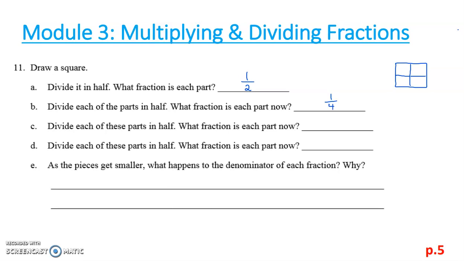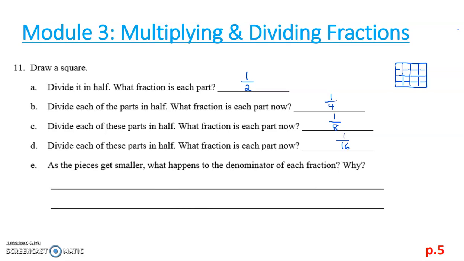Now we're to divide each of these parts in half. So I'm going to divide that part in half, and that part in half, and that part in half, and that part in half. And now we can see that we have a total of 8 pieces, and each part is 1 out of 8, or 1/8. And again, we're going to divide each part in half. So how many pieces do we have now? We have 16. And each part is 1 over 16.